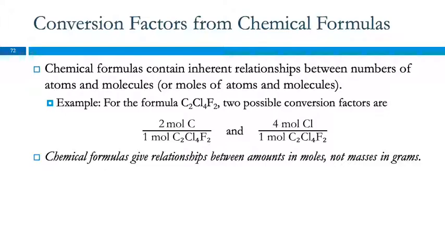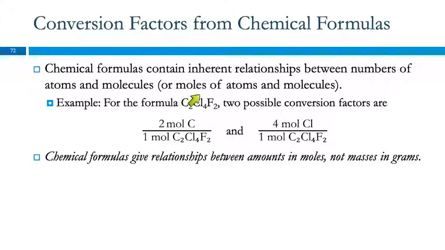Well, we can also get conversion factors from chemical formulas, and this happens a lot more in chemistry than using percent compositions. If we look at this compound C2Cl4F2, this gives us the relationship between atoms of carbon and atoms of fluorine, or atoms of carbon and molecules of the compound. And if it's the relationship between atoms and molecules, it's also between moles of atoms and moles of molecules. So directly from the chemical formula, we can say there are 2 moles of carbon for every mole of compound.